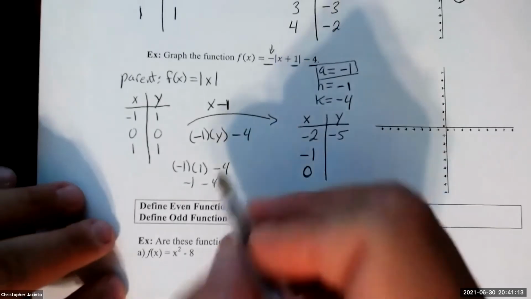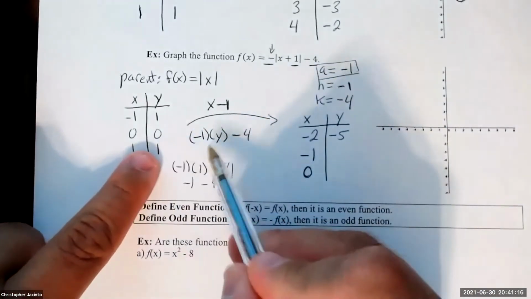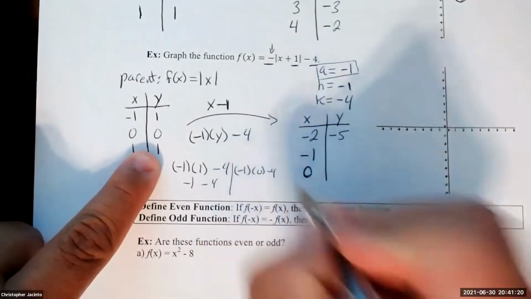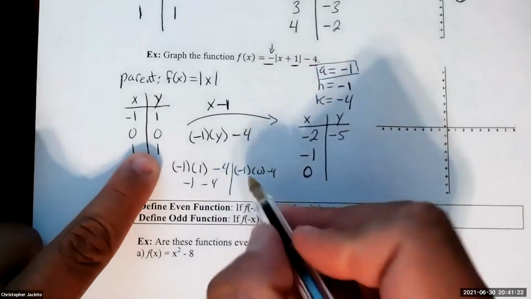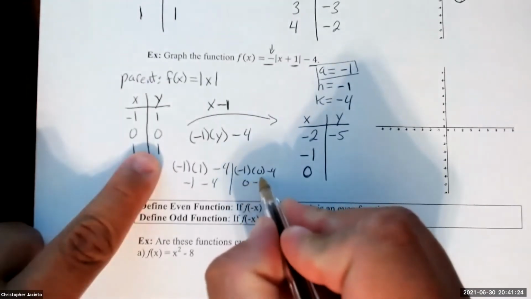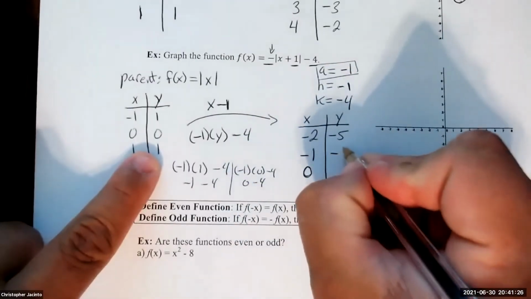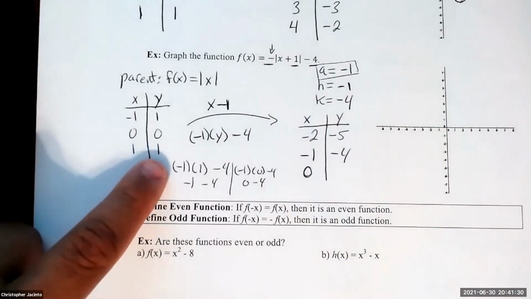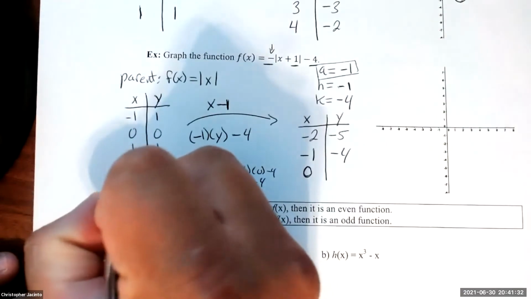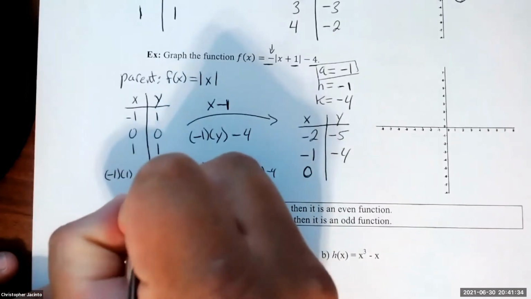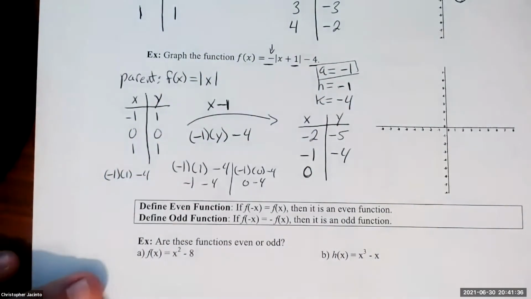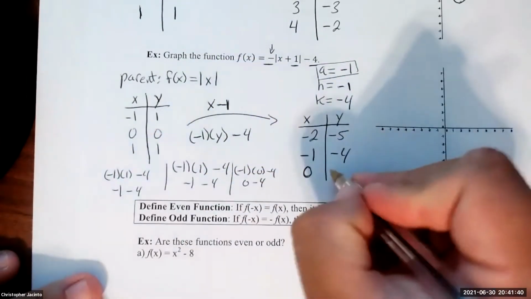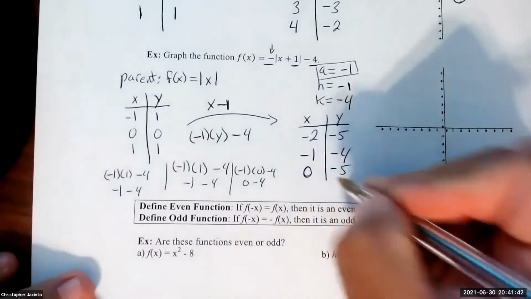All right. Keep going. Now we plug in 0. So -1 times 0 minus 4. That gives me 0. Minus 4 is just -4. And the last one, -1 times 1 again, another -1. Minus 4, back to -5.